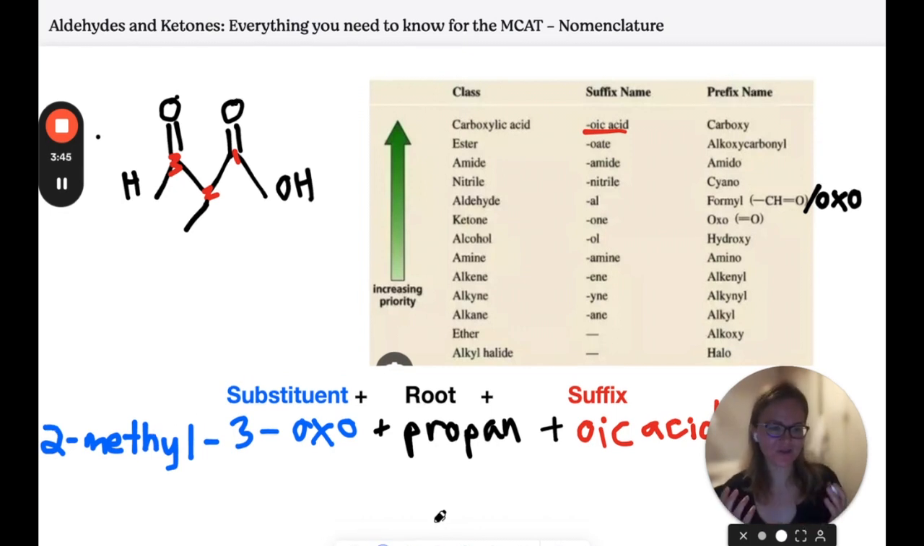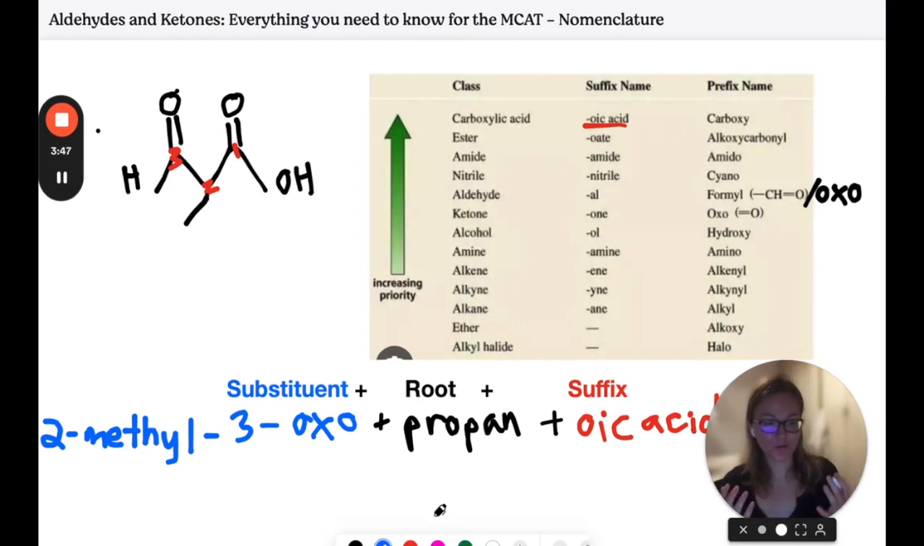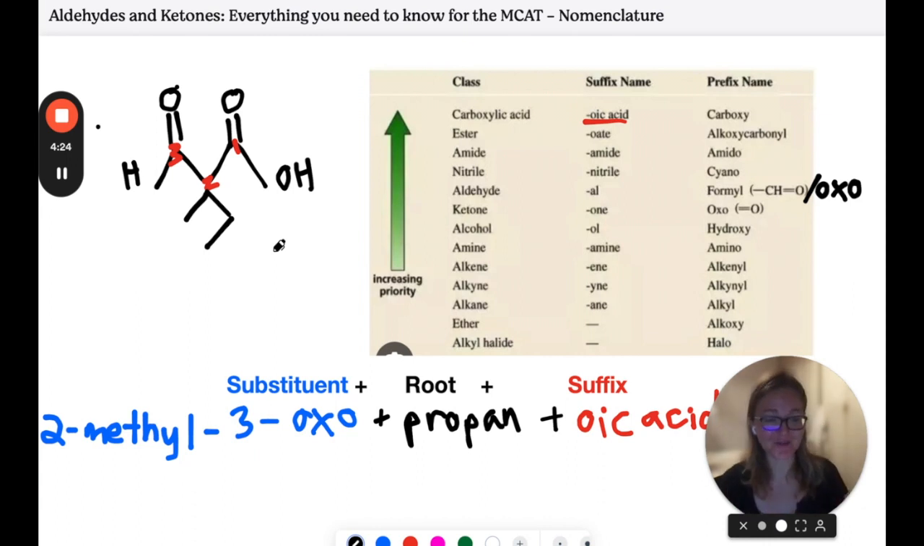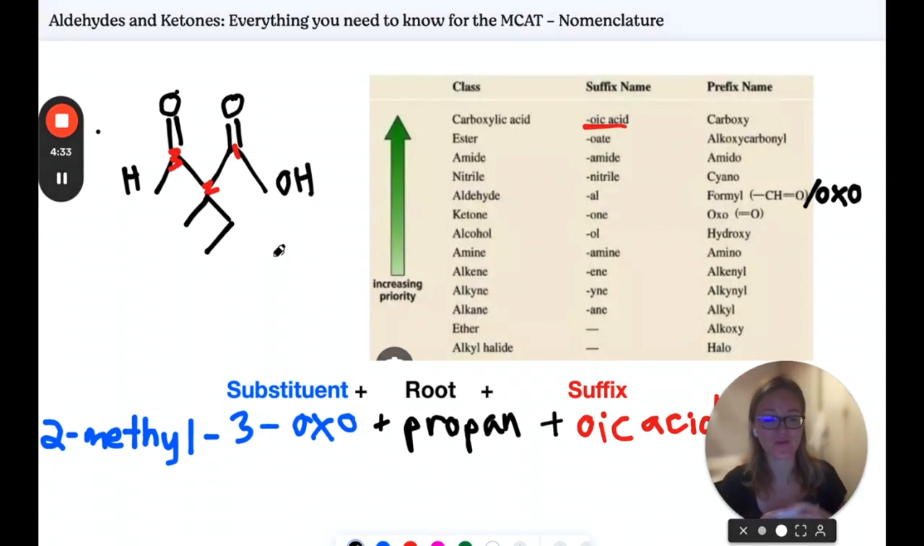Now, you might ask, what happens if we have 2 groups off of the same carbon? How do we order them then? Well, then we're going to go by alphabetical order of the names of the group. So we already have a methyl off of carbon 2. Let's say we add an ethyl as well. So there's our ethyl off of carbon 2. Now, since the E from ethyl comes before the M from methyl in the alphabet, we're going to put the ethyl before the methyl in our name here.